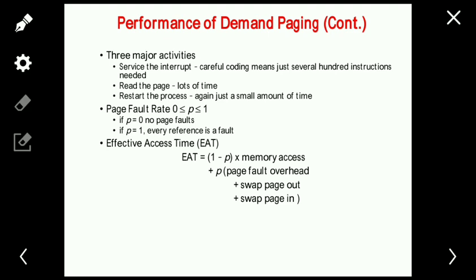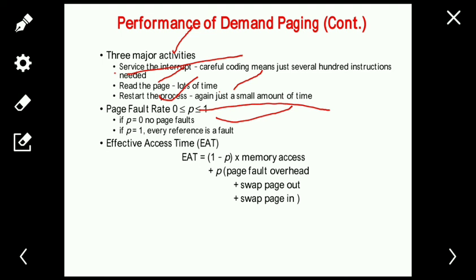Here the three main activities are: service the interrupt, read the page, and restart the process. To service the interrupt, if the invalid bit is set, meaning the page is not in the main memory, we swap and fetch the required page into the main memory. Then we read the page, which takes a lot of time since we have to check the hard disk. And finally, after setting the page as valid in the page table, we restart the process. These are the three main activities of demand paging.